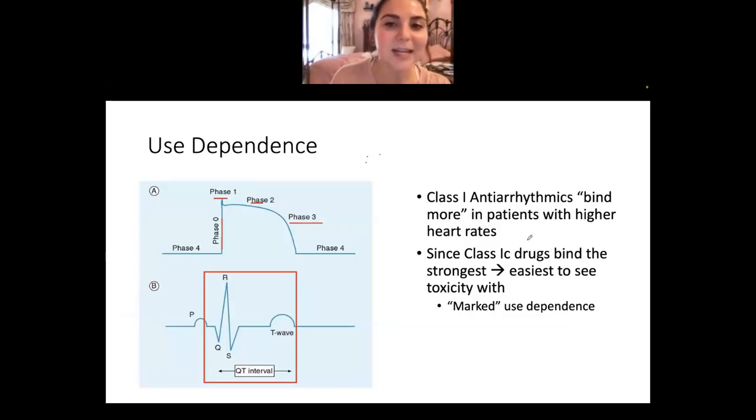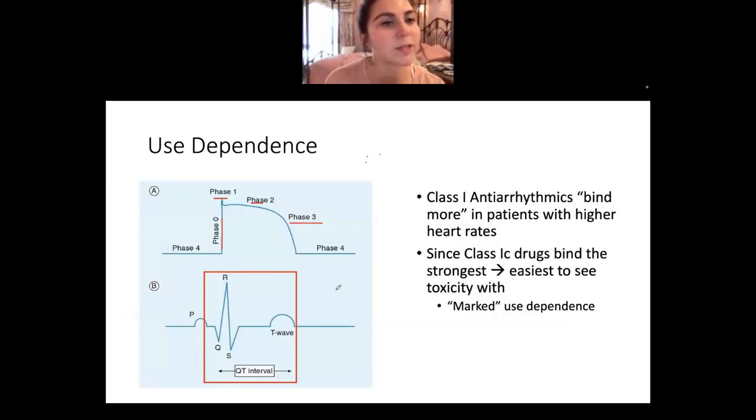So with that being said, since they're good at binding to where sodium channels are open or inactivated, which is basically where QRS complexes are, they're really good to give if there's more QRS complexes. If there's more places to bind, that's when they're really good. So all this to say, class 1s are good to give in a patient that has a type of arrhythmia that's causing a tachycardia.